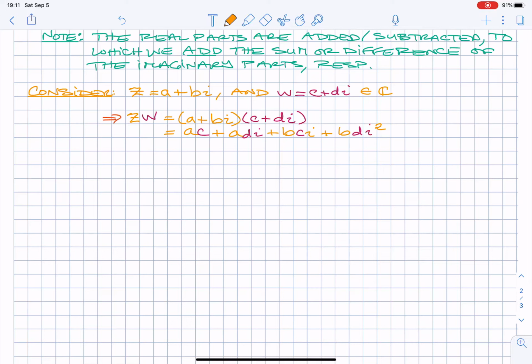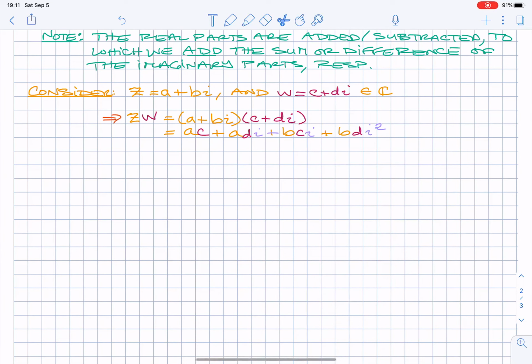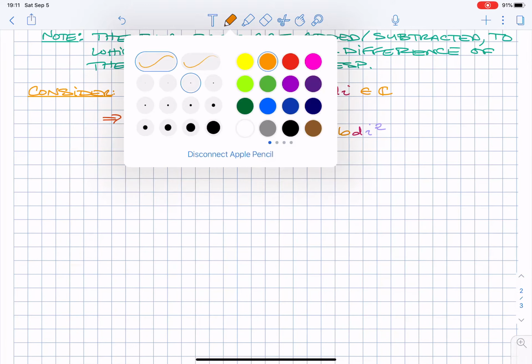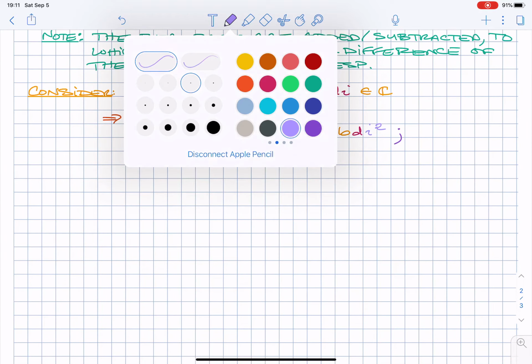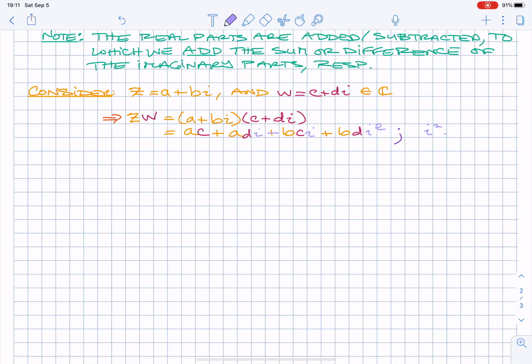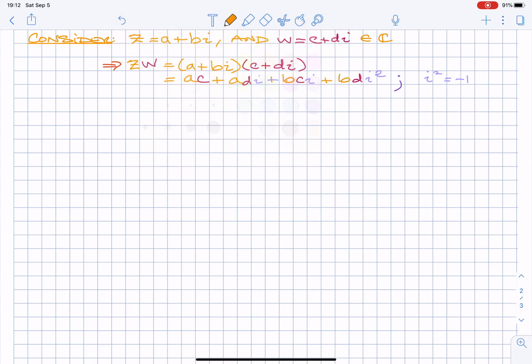Actually, let me change all the i's to a different color, purple. Does that work? And we know that i squared is negative 1, right? So what does this give us?